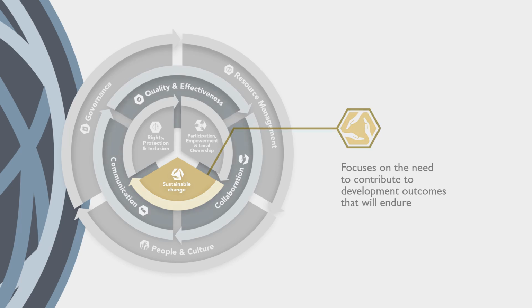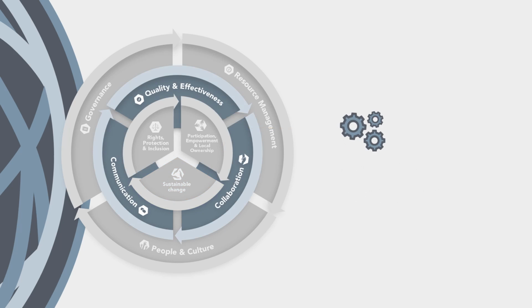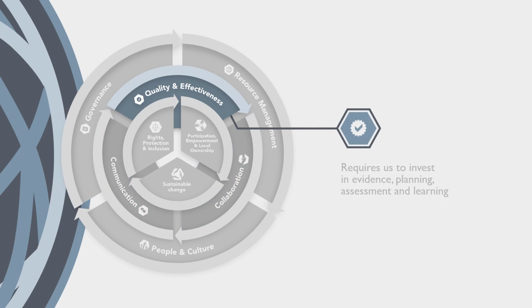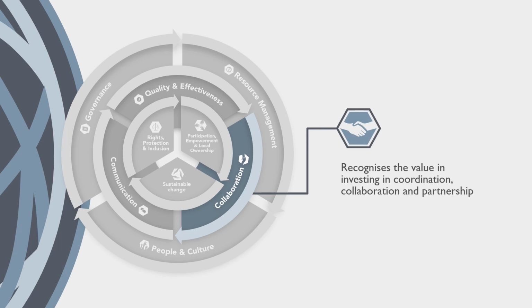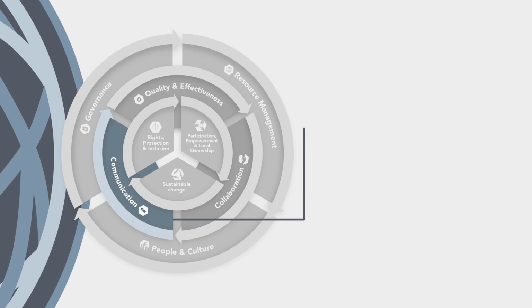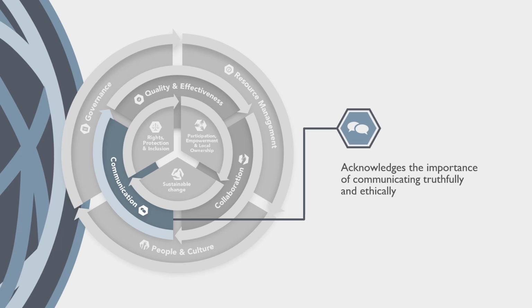In the second or middle cluster, we have 3 quality principles that represent the way that we work. Quality and effectiveness is the quality principle that requires us to invest in evidence, planning, assessment and learning. Collaboration recognises the value in investing in coordination, collaboration and partnership. And communication acknowledges the importance of communicating truthfully and ethically.